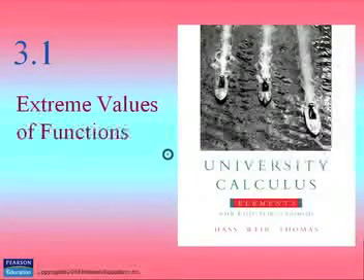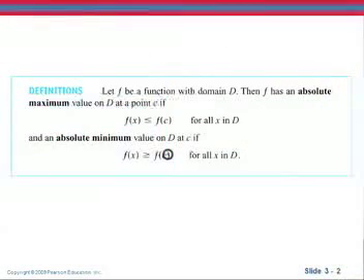In this section, we're going to look at extreme values of functions. Let f be a function with domain D. Then f has an absolute maximum value on D at a point c if f of x is less than or equal to f of c for all x in D. So if all y values are less than or equal to this y value for all x's, then that value is the absolute maximum.